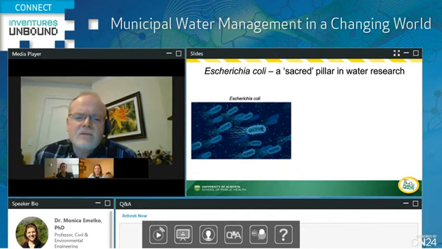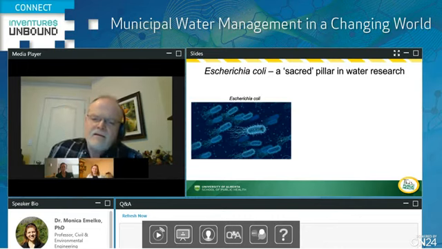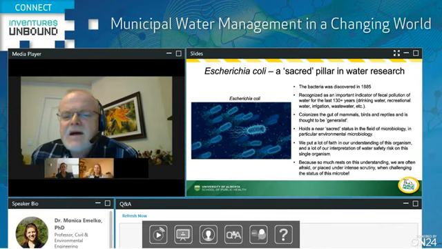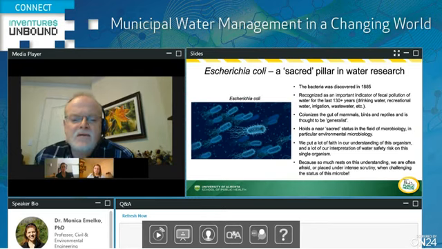And this is an organism called Escherichia coli, which is a bacteria. Escherichia coli was discovered in 1885 and is recognized as a really important indicator of fecal pollution in water for the last 130 years. Its presence and concentrations tell us about the quality of that water, and that can be drinking water, recreational, irrigation, or even when we discharge wastewaters.